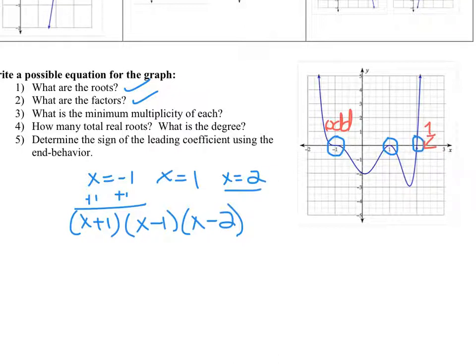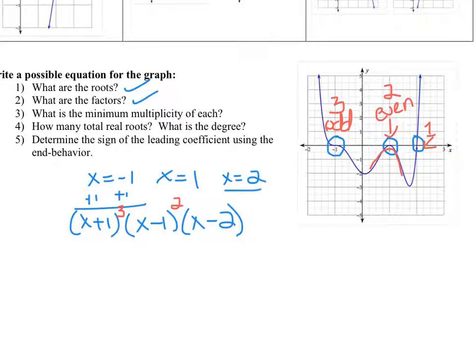It just has 1. This one right here, since it hits and stays on the same side of the x-axis and just bounces right off, is going to be even. So if we're doing a minimum multiplicity, the odd minimum would be 3, the even minimum would be 2, and that one would be 1. So this would go here, this would go here, and the 1 would be there.